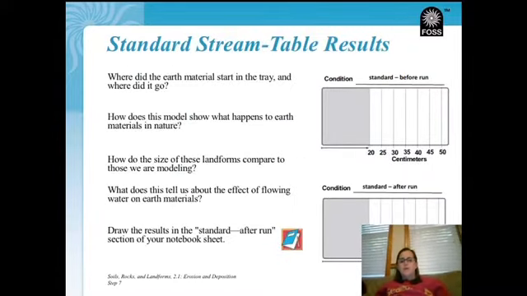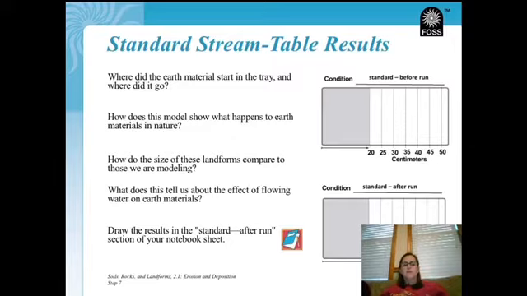So after watching the investigation using the standard stream table, now we should be able to answer the following questions. So where did the earth material start in the tray? It started at 20 centimeters, and where did it go? Well, on the standard stream table, the sand, the farthest part it went was 28 centimeters, but the clay had some particles as far as 48 centimeters away.